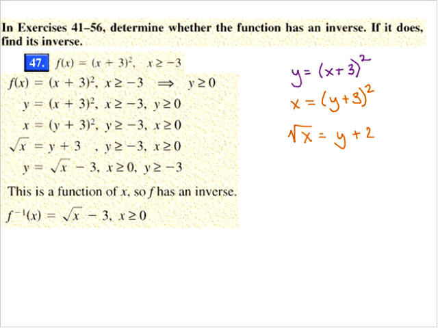Then I want to subtract 2. Oopsie, I mean subtract 3. I had a typo. That should be plus 3 here. Okay, subtract 3 from both sides. So I get y equals the square root of x minus 3. So this is a function of x, so f does have an inverse.